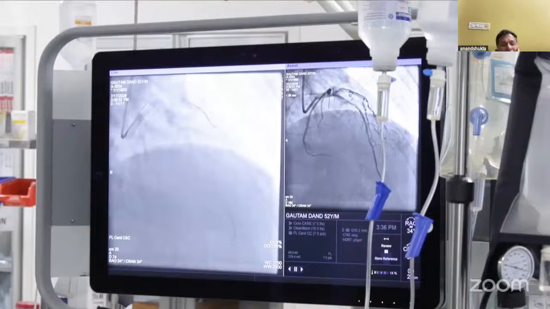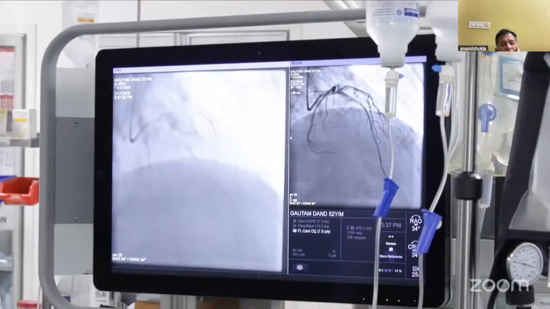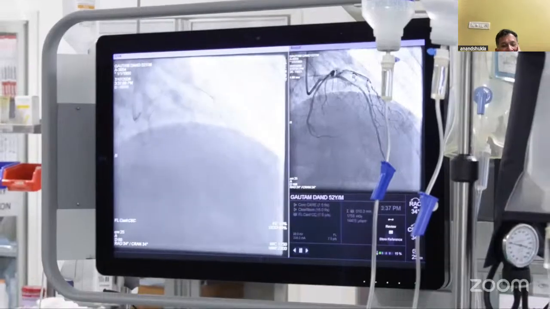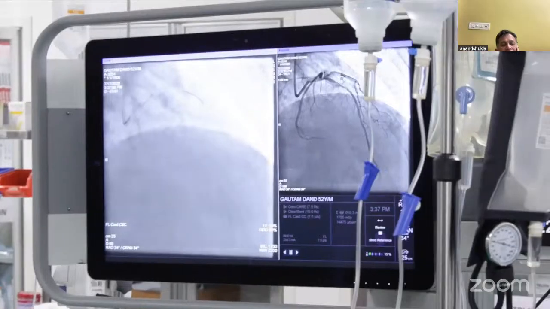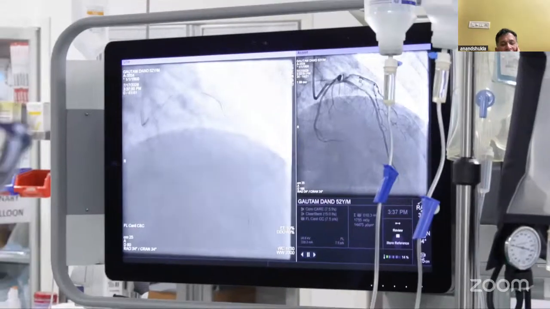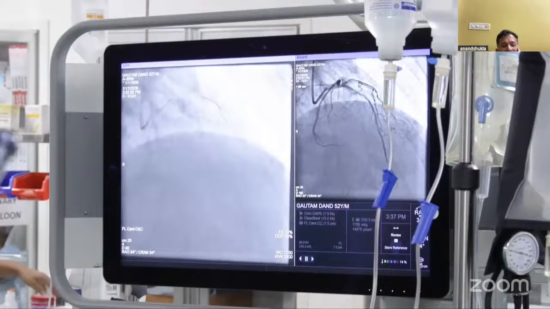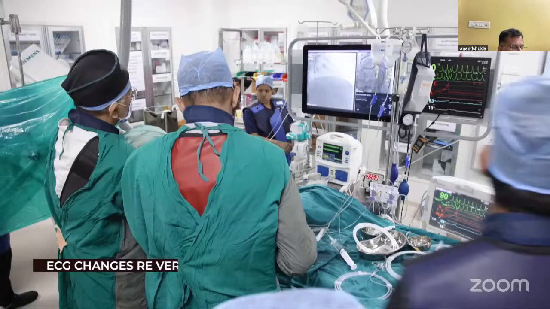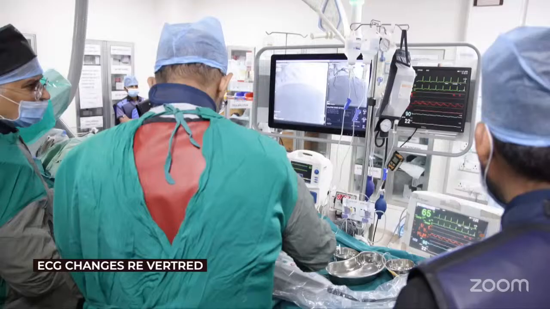The ramus thrombus was managed with a low pressure balloon, 2.0 by 20, and thrombosuction. Once the ramus reopened with TIMI 3 flow, the patient started to stabilize. So as Sanjeev mentioned, thrombosuction was the part that was missing, and the second is the low pressure balloon. Here the ECG changes are getting reverted. If you look at the hemodynamic monitor, you can appreciate that the ECG changes are completely reverted.